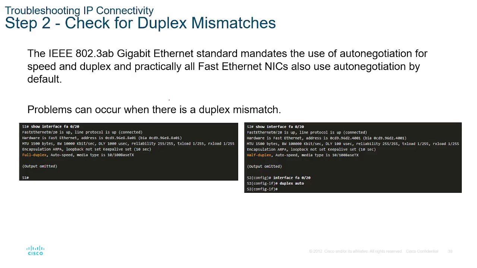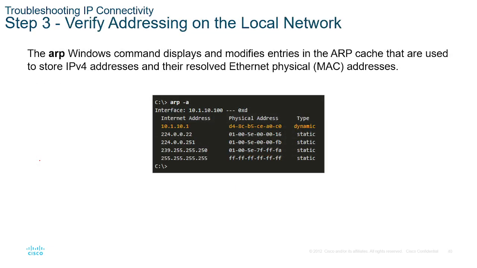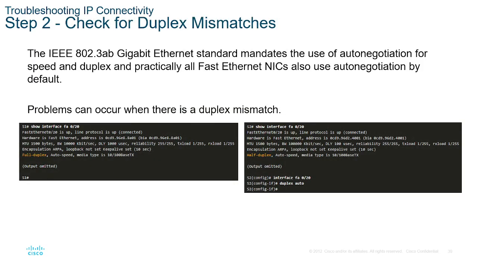Now, step two, check for duplex mismatch, because every cable and every Ethernet interface will have a duplex. And here, as we can see, it says full duplex on one side, and in here it says half duplex. Well, this will create a problem. This one, you would have some problem with it.